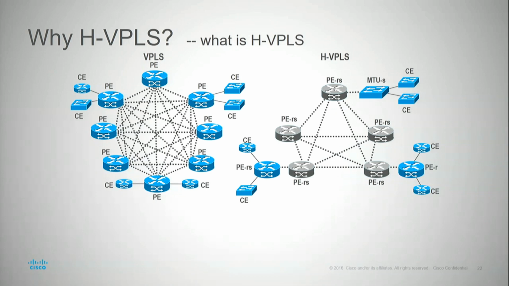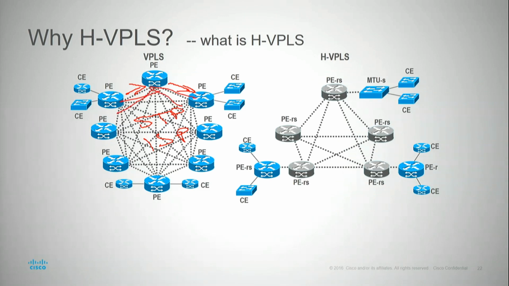To avoid looping frames inside the MPLS network, some rules are there, like the split horizon rule. Suppose I am receiving a frame on this particular pseudo wire, I will not be able to forward it on another pseudo wire. So this is called the split horizon rule. Due to that, spanning tree protocol is not required in the core. To manage that, we need to have full mesh pseudo wire connectivity between each of the PE devices.